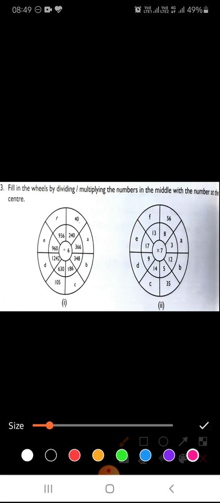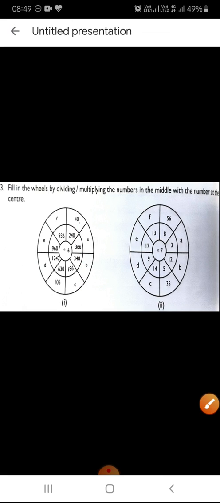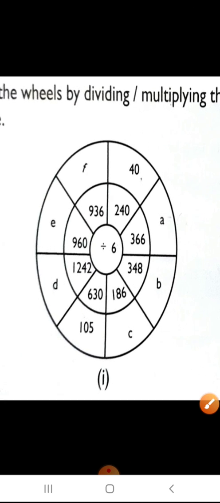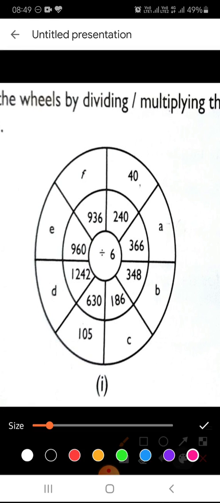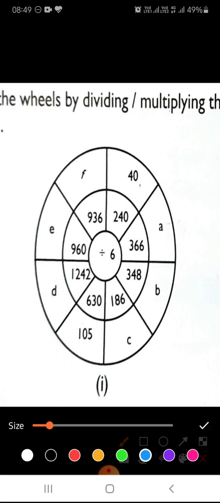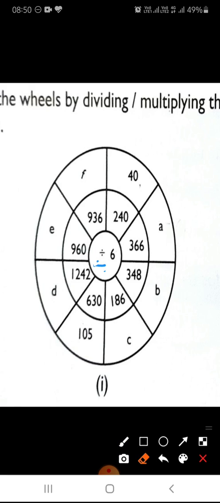Okay, let's begin. Now in question number 13 it is given that fill in the wheels by dividing or multiplying the numbers in the middle with the numbers at the center. So here you have to do what you have to do. Let me zoom it. Is it visible? Okay, now let's try. Now here you have to multiply or divide. Now in this question you have to divide, as the divide sign is there. So you have to divide the numbers given with the center number.